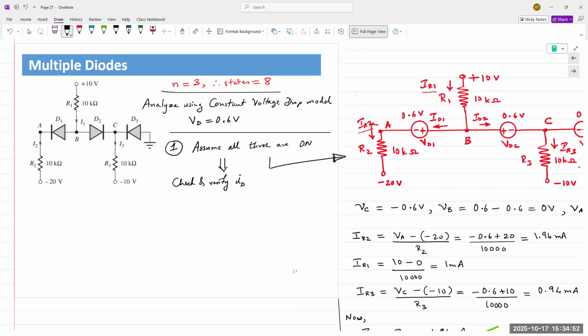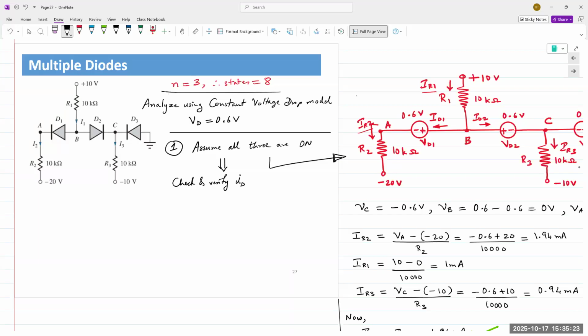Just because 2 out of the 3 had a green tick, meaning 2 of the 3 assumptions proved correct, does not mean our entire set of assumptions is correct. It could be possible that D1 is also off and not on. It is possible. But if I am trying to make another assumption, now there are 8 of them, right? There are 8 possible states. I don't want to have to do this analysis 8 times, right?